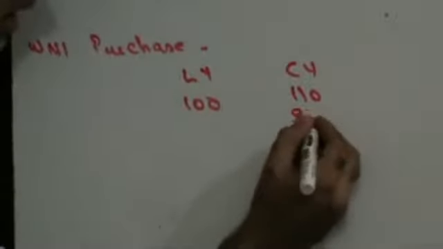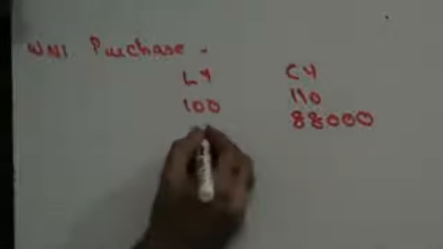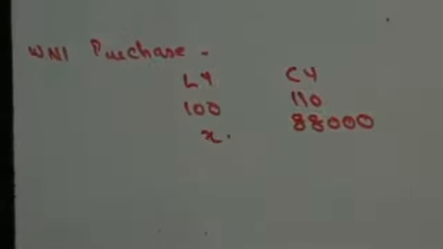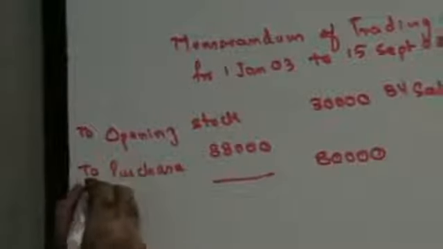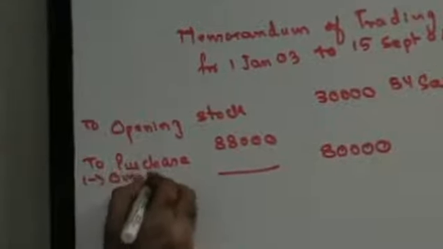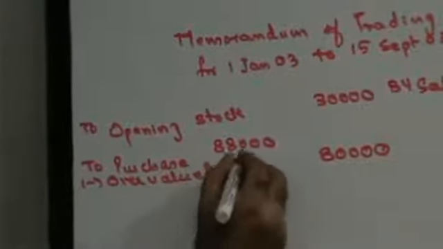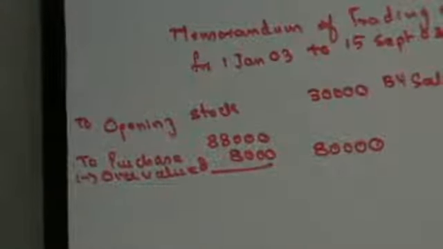That means whatever was available last year for 100 rupees, in the current year it will be available for 110 rupees. In the current year, I have made purchases of 88,000. That means as per last year's record, how much purchase I must have made? I must have made purchases of X, which is going to be 80,000. So purchases as per last year's records are going to be 88,000 less overvalued. Purchases have been overvalued by 8,000.